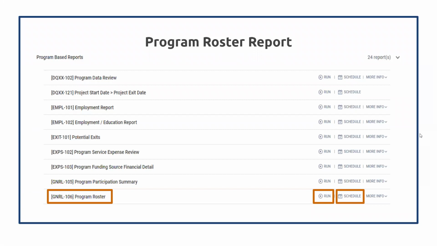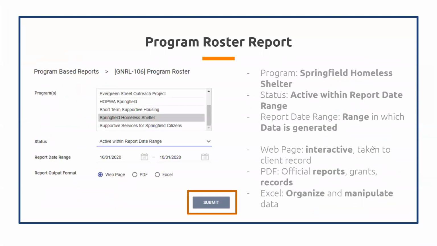The client-based report lists program state information for clients with the selected status in the selected programs. Today we are going to be using the program roster report. You can click run, or if you would like to schedule a report on specific days, you can click on the schedule report icon, which will give you a date range that you would want the report to be run on. Then you would choose your program. In this case, it would be the Springfield Homeless Shelter.